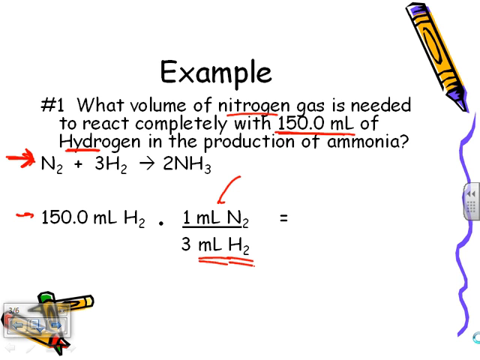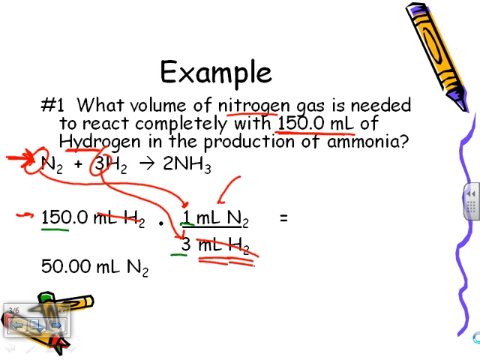And then we look at our balanced chemical equation. For nitrogen, we have a 1 here, so that goes a 1 there. For hydrogen, we have a 3 here, so that goes down there. Milliliters of hydrogen will cancel, the units will, so we will end up with 150 times 1 divided by 3, and we'll get our answer of 50 milliliters of nitrogen. Simple as that, just a standard mole ratio. But again, with gases, we can do that with volumes.